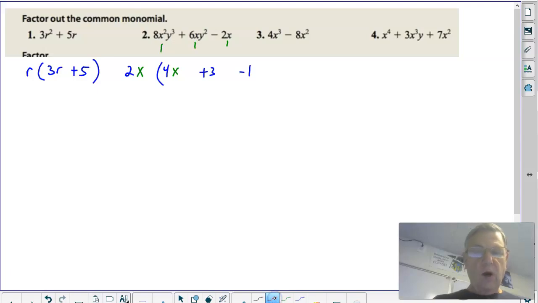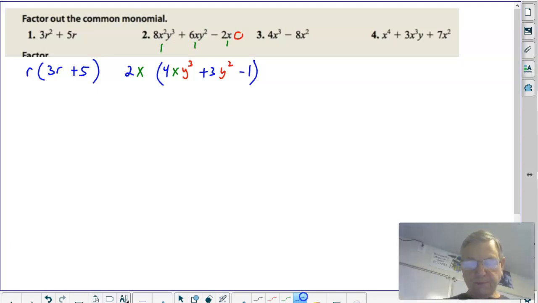And then how about our Y's? There are no common Y's because this one doesn't have any Y's, so the Y's have to stay. So Y cubed, Y squared. And that's it. I just need this final parentheses, and I've factored out the common factors.